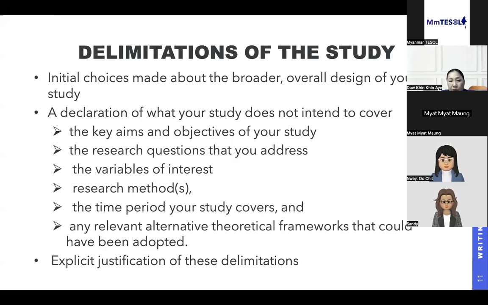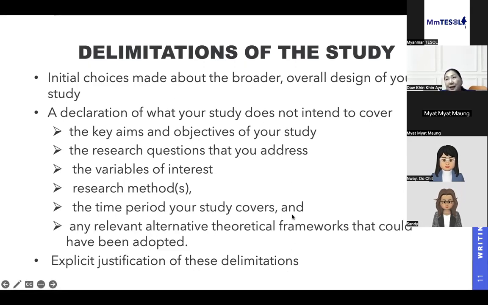Now, in this case, what you need to do is make a declaration of what your study does not intend to cover. How do you note that? First thing, the key aims and objectives of your study, where you articulate clearly what you are going to look at, and the research questions that you address, and the variables of interest. If it is a quantitative one, the variables of interest mean what will be the independent variable and what will be the dependent variable, and the research methods, the time period your study covers, and any relevant alternative theoretical framework that could have been adopted.